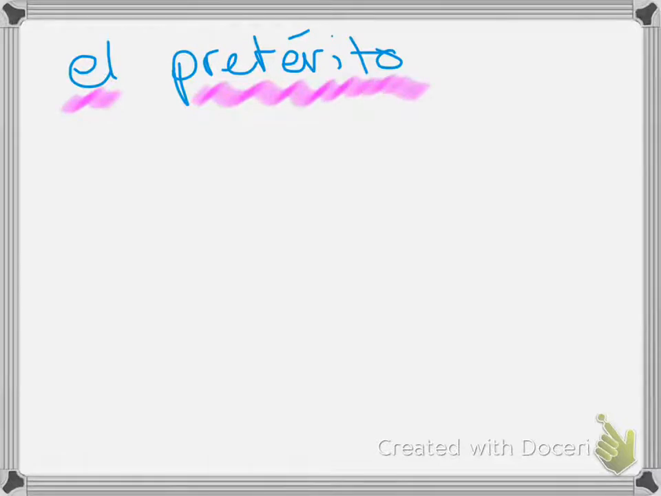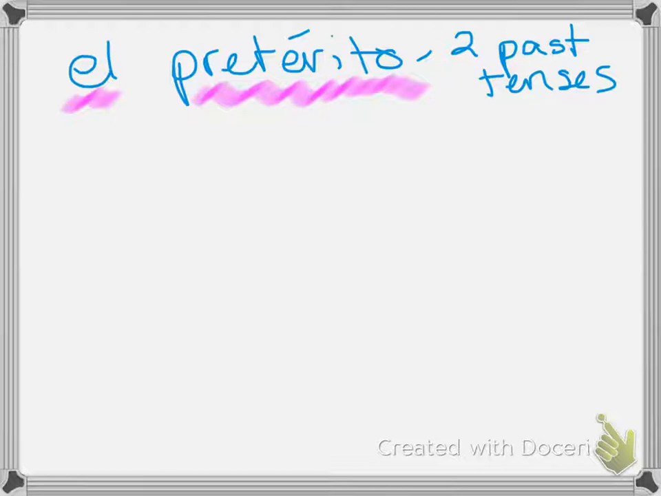Hoy vamos a hablar del pretérito. So what the heck is the pretérito, or the preterit, as we call it in English? Well, el pretérito is one of two past tenses, okay? And so in the last video, we talked about el imperfecto, which is our other past tense. So we have el imperfecto and we have el pretérito. And there are differences between the two of them, and we're going to talk more about those differences in an upcoming video. So right now, we're just going to talk about how to form el pretérito.